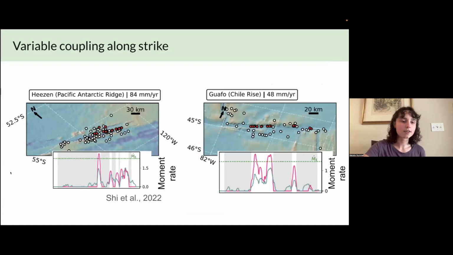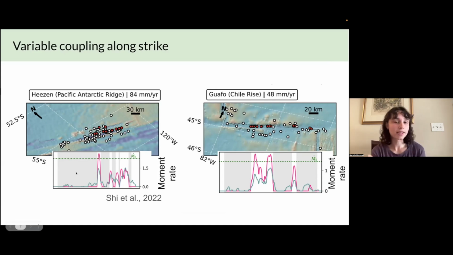Another interesting property of oceanic transform faults is that they tend to have variable coupling along strike. These are images from Sheedall 2022. You can see here the bathymetry around the transform fault, and these red dots are their relocated earthquake epicenters. They used these earthquakes to estimate the moment rate as a function of distance along each transform fault. That estimate is this pink curve here. That's the moment rate moving along strike of the transform fault. And then this green line is the expected moment rate on the transform fault.